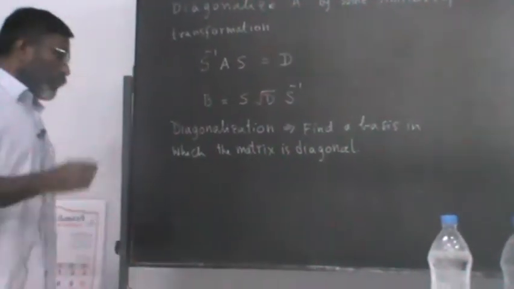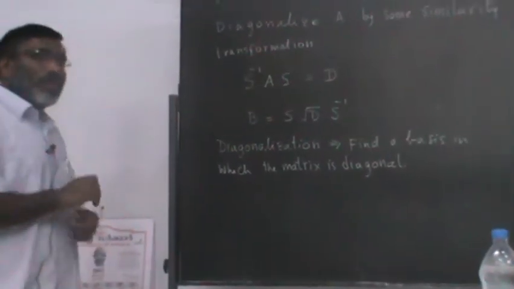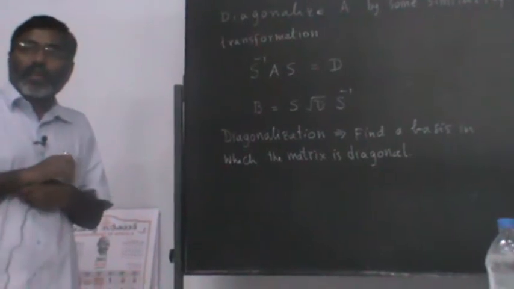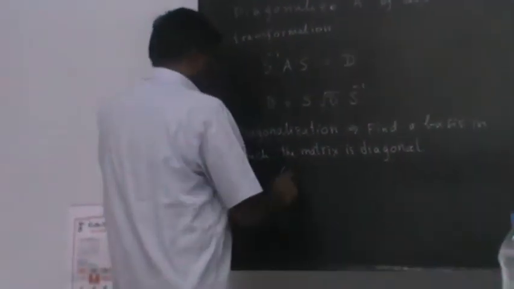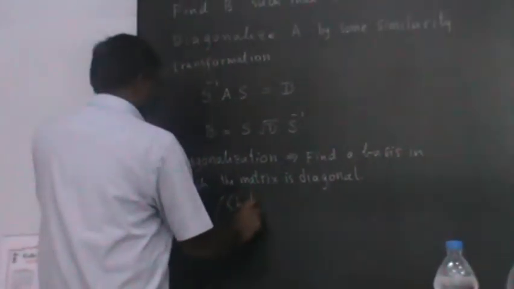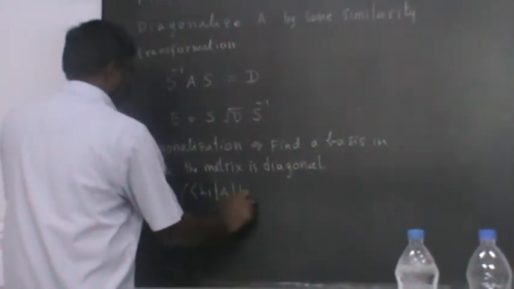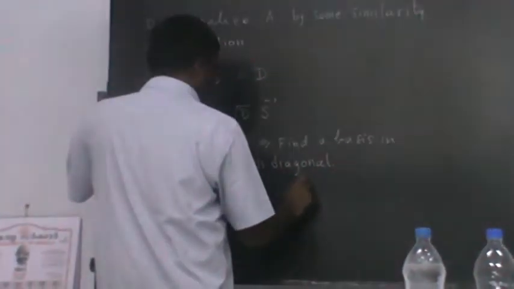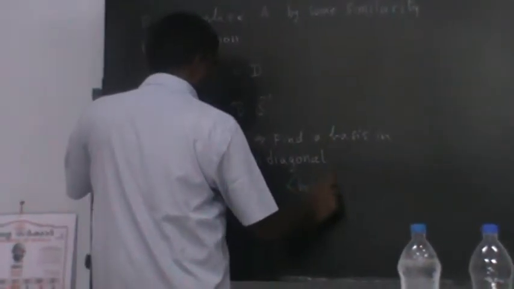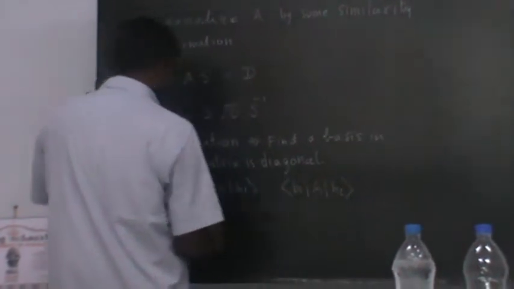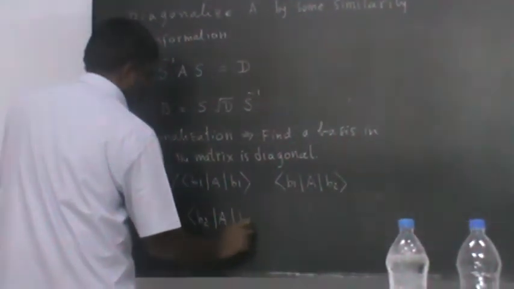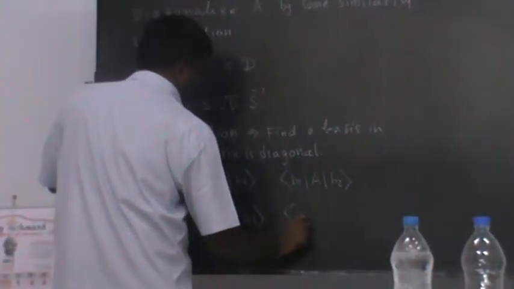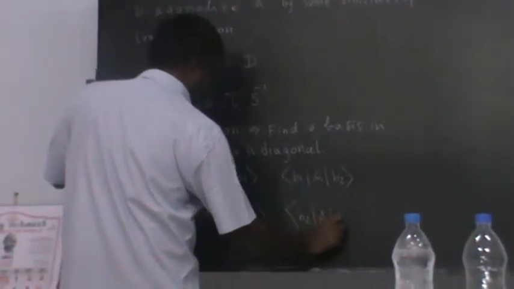Now, when can the matrix be diagonal? If I say I have a basis B1, B2, then the matrix elements are B1, A, B1; B1, A, B2; B2, A, B1; B2, A, B2.